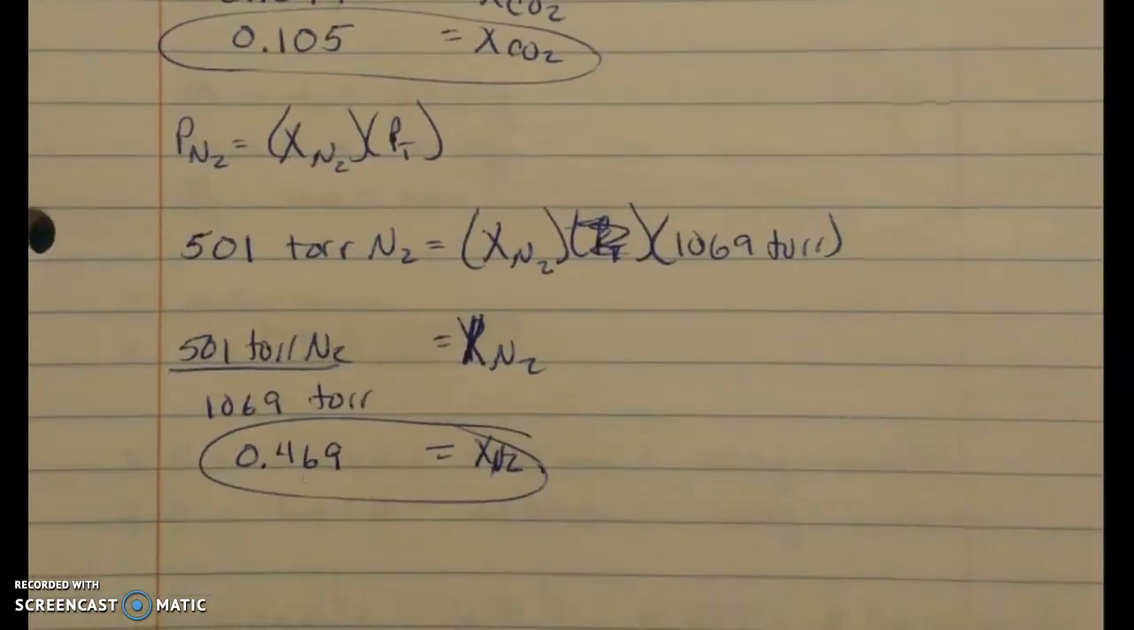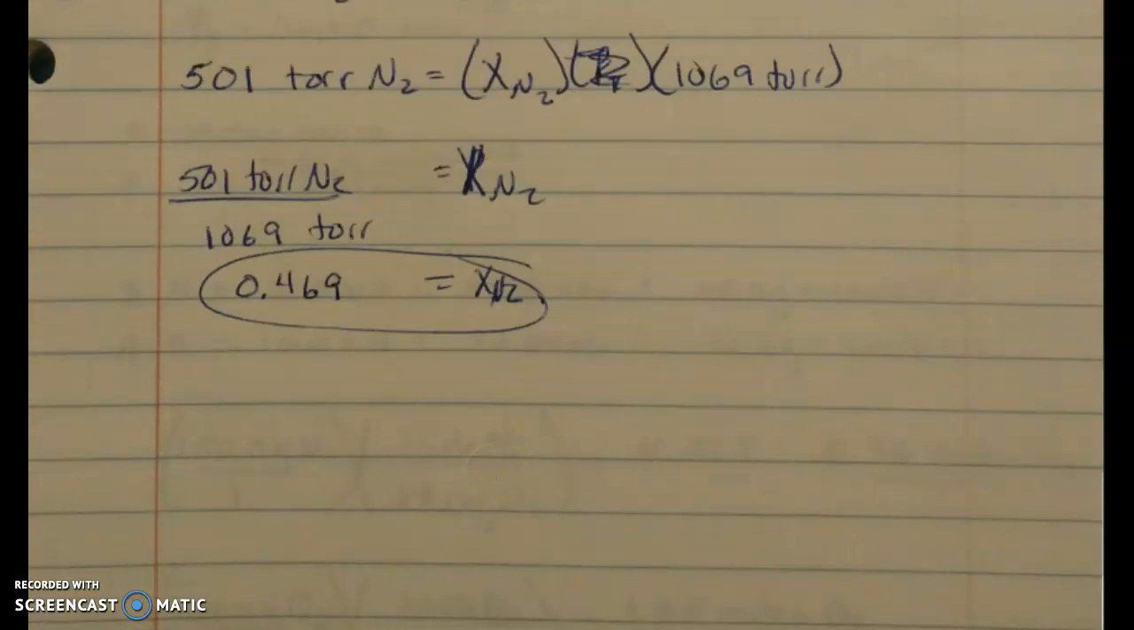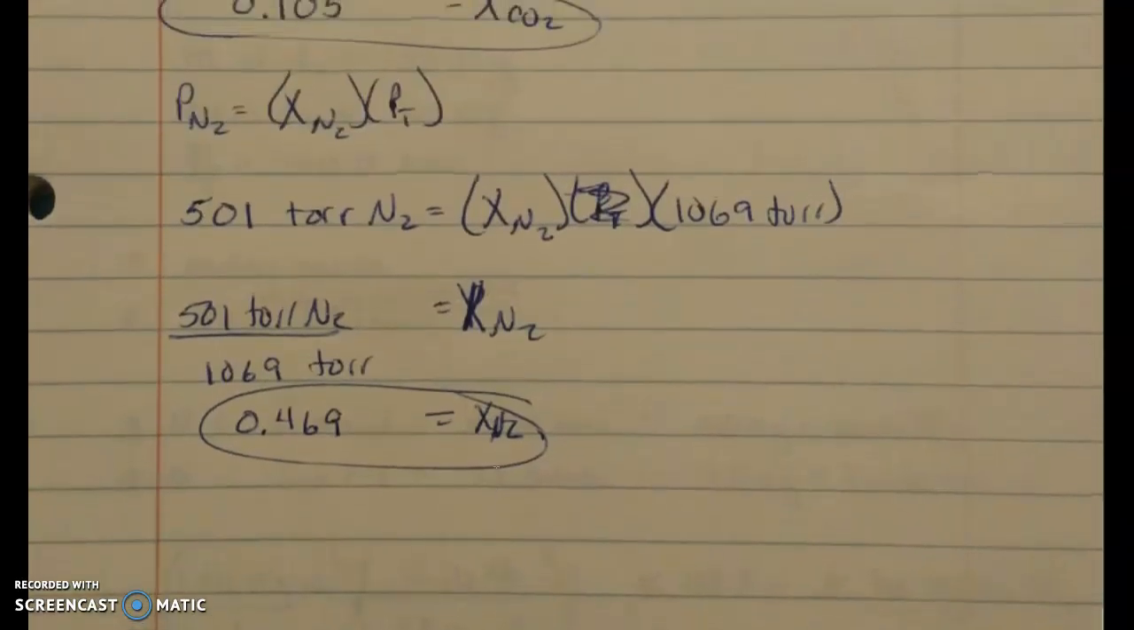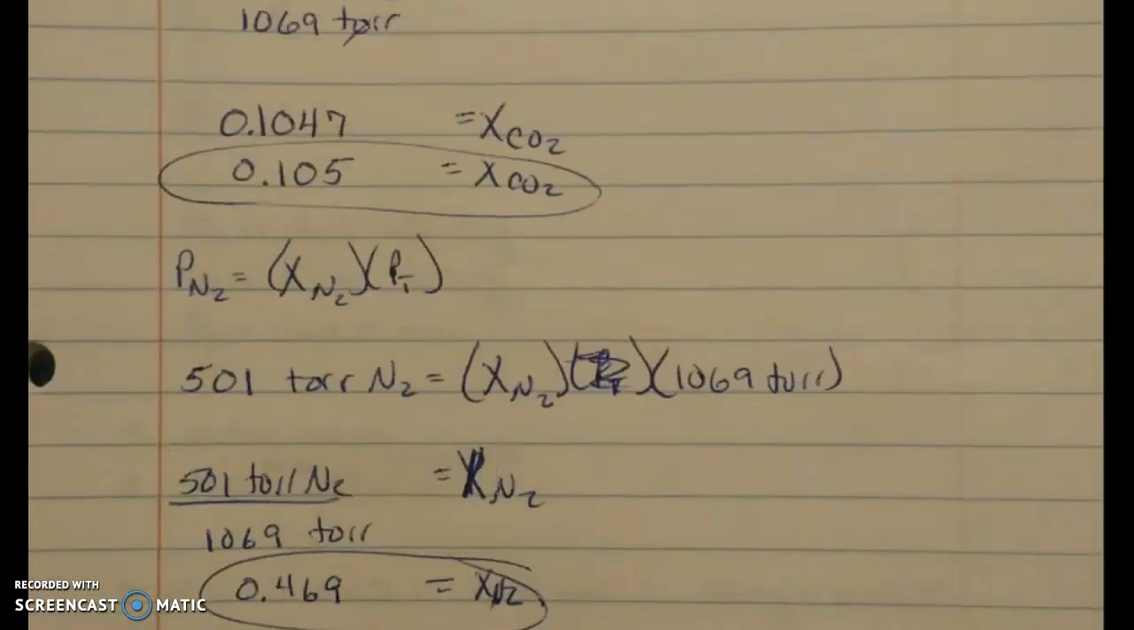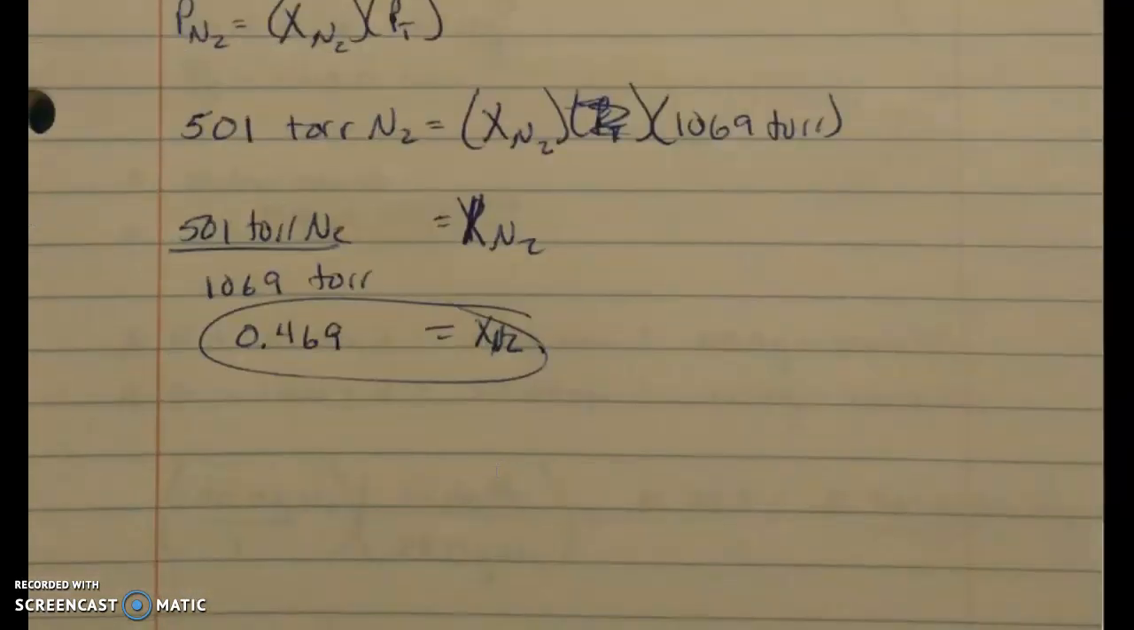And lastly, what is the mole fraction for nitrogen? The same process. We know our partial pressure that was given in the problem, 501 torr of nitrogen, and we're going to set that equal to the mole fraction times 1069 torr, which is our total pressure. Divide both sides by 1069, which will result in 0.469 as the mole fraction for nitrogen. And interestingly, all of those should add up to approximately 1.